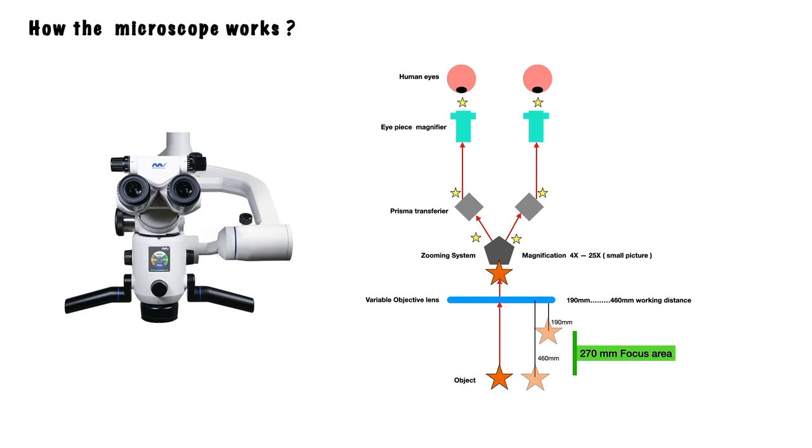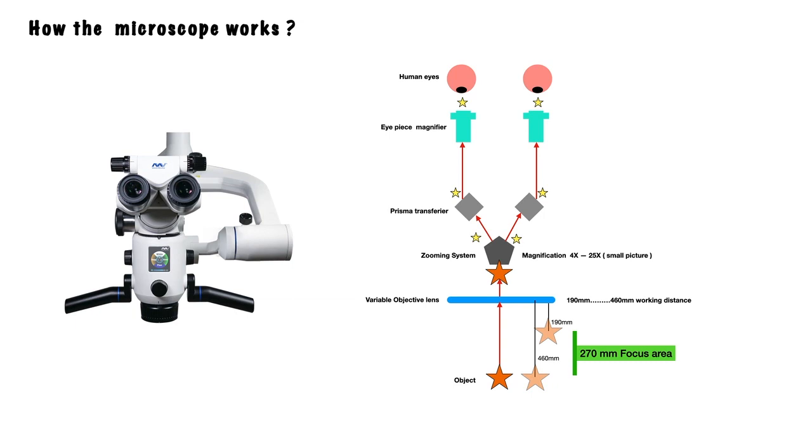So the area which is focused is about 270 millimeter. It is very, very nice, so you should pay attention to this issue. Magnification, as I say again, my microscope is continuous. It is able to magnify from 4x to 25x, and I can stop between each number.